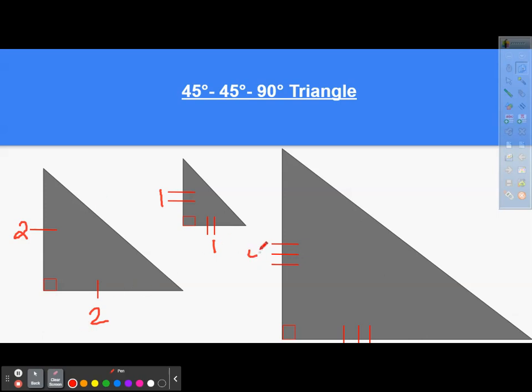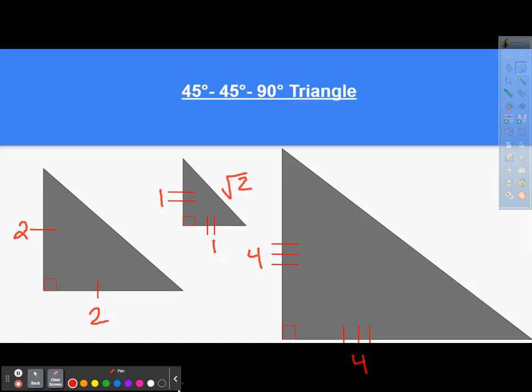What about if this one was 4? What's this one going to be? Okay. So I can just multiply it. Okay, so this one here, I already know, you already told me that this is the square root of 2. What's the scale factor from 1 to 2, from this little triangle to the big one? What do you have to multiply this one by to get to the big one? 2. So you multiply all three sides by 2.